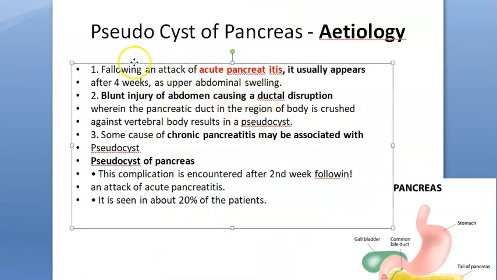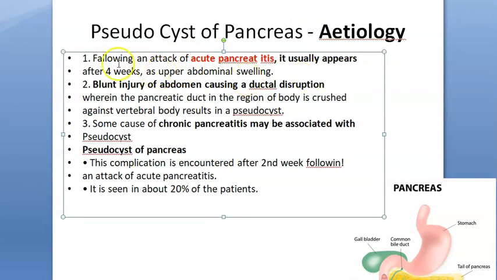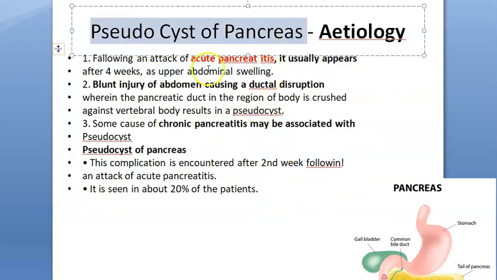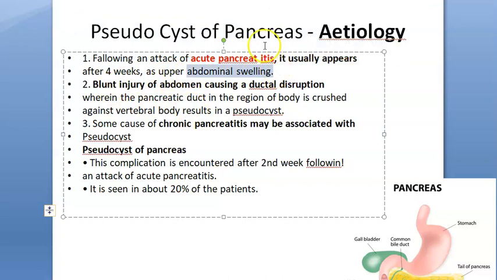So usually after an attack of acute pancreatitis, the pseudocyst of pancreas appears after 4 weeks as an upper abdominal swelling. Then blunt injury of the abdomen caused by ductal disruption can also lead to pseudocyst of pancreas, wherein the pancreatic duct in the region of the body is crushed against the vertebral body, resulting in pseudocyst.